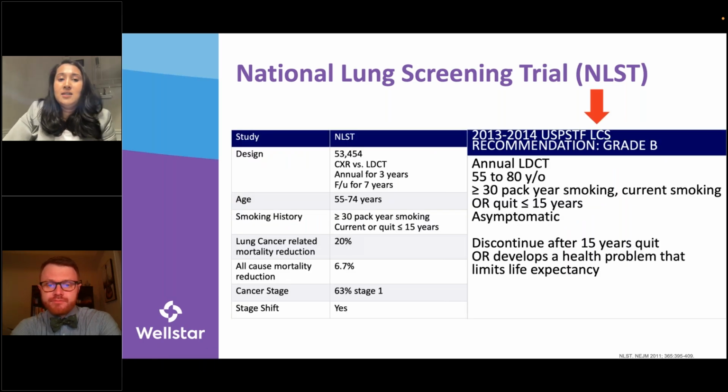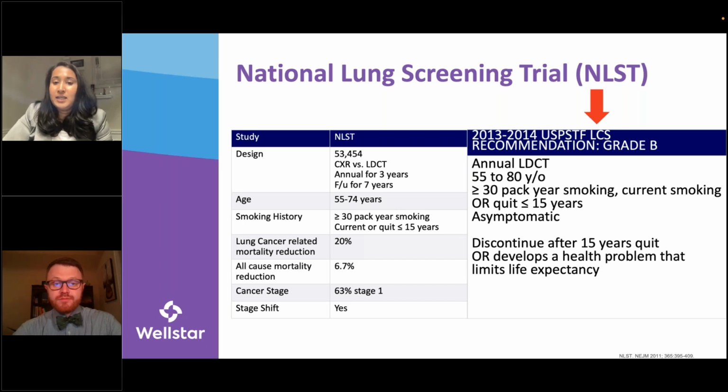Now, once this study was published in 2011, we had the first iteration of the USPSTF guidelines that were published in 2014. And in those guidelines, patients were recommended to have an annual low-dose CT, and the age range was 55 to 80 years. And they kept the same 30-pack-year smoking history, either current smokers or quit in the last 15 years, and patients that were asymptomatic.